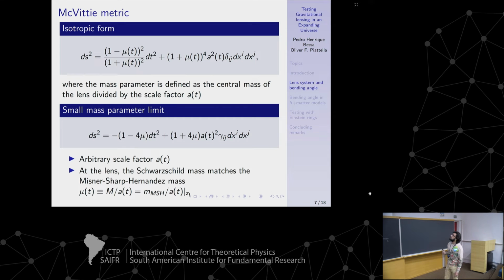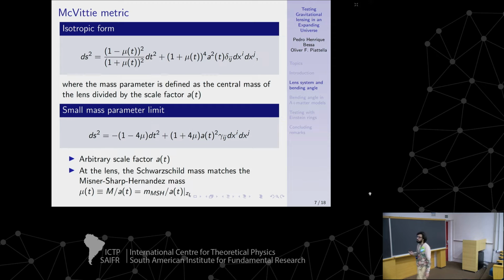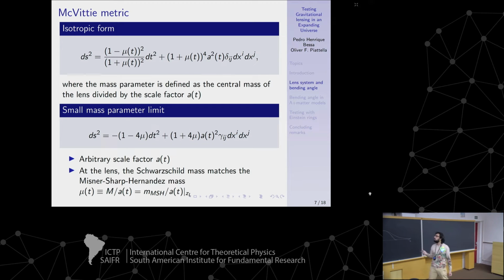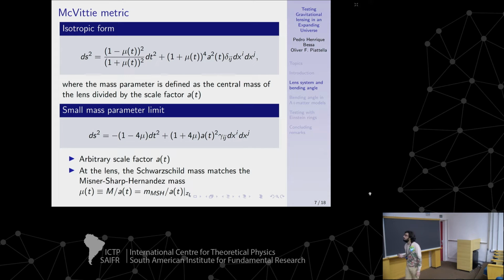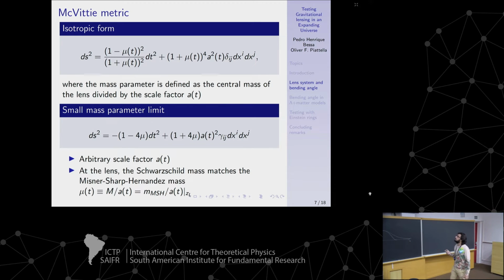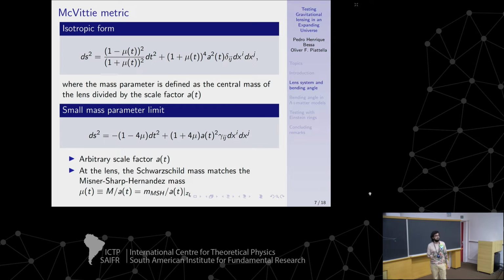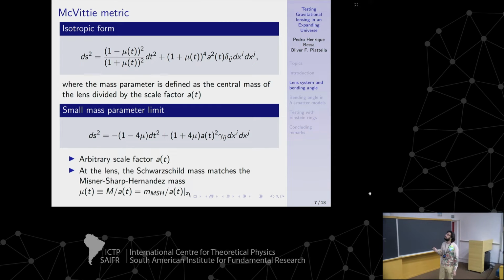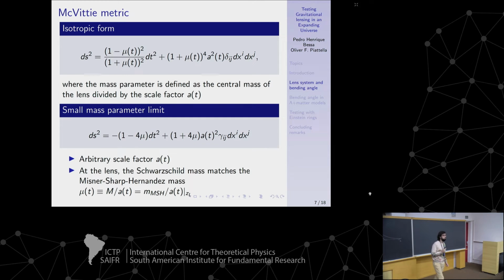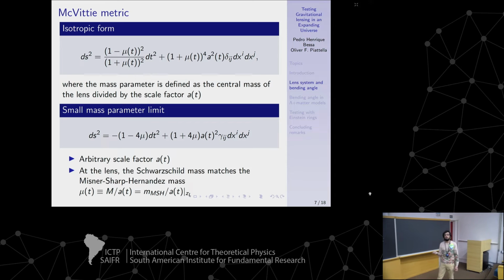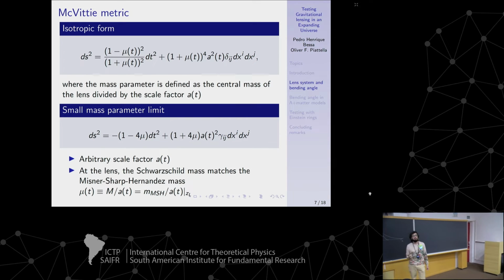Okay, so this is a really short summary of the McVittie metric. It has the nice features that for small mass parameters, it's more or less like a perturbed Robertson-Walker metric. For no mass parameter, it is the Robertson-Walker metric. And for a constant scale factor, it's more or less the Schwarzschild metric. Mu is defined as a kind of comoving mass, because it's the mass of the lens object divided by the scale factor.